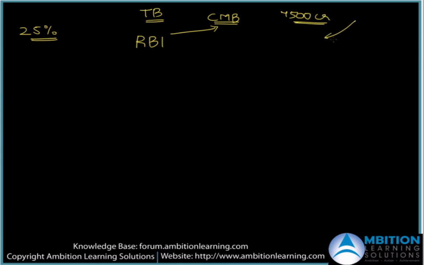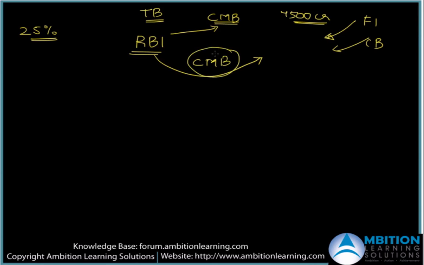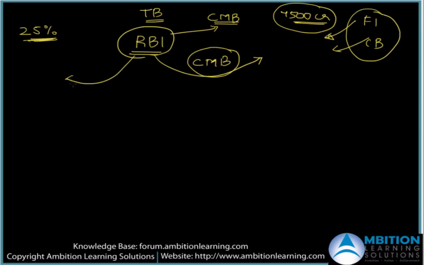Financial institutions like mutual funds and commercial banks will give this 7,500 crore rupees to RBI. RBI will issue a promissory note to them saying, I will return your 7,500 crore rupees with interest. That promissory note is called the cash management bill. Now, the 7,500 crore rupees, which is 25%, is raised by RBI through financial institutions and commercial banks, and then it is given to the central government under ways and means advances.